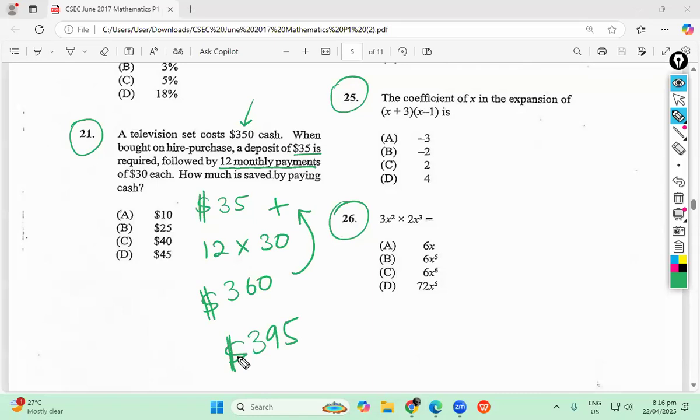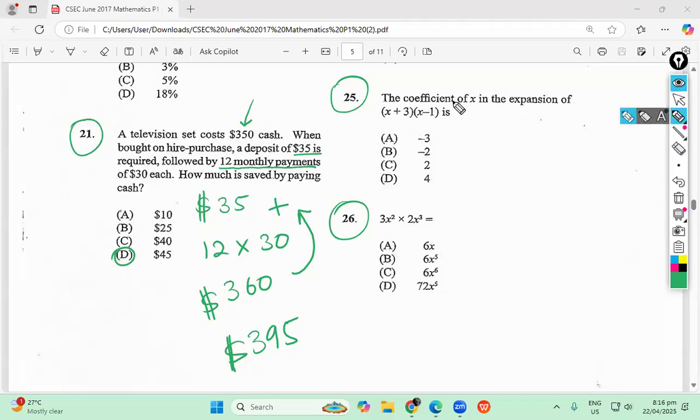How much would I end up saving if we just buy at the cash price? 350 was the cash price and 395. You'll end up saving $45. That's pretty easy. Let's move on.